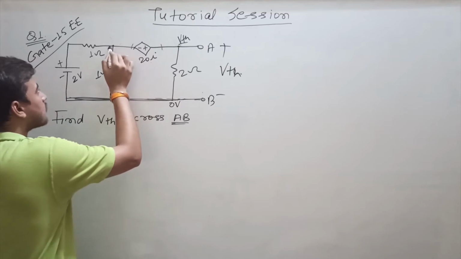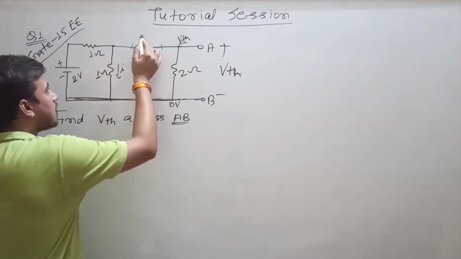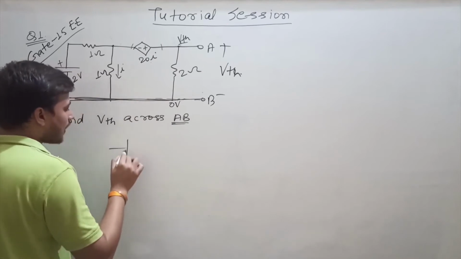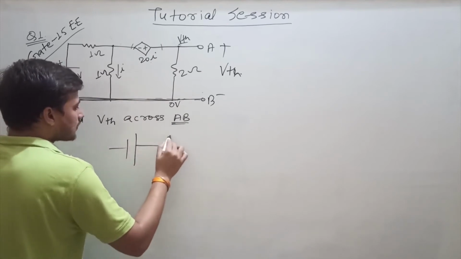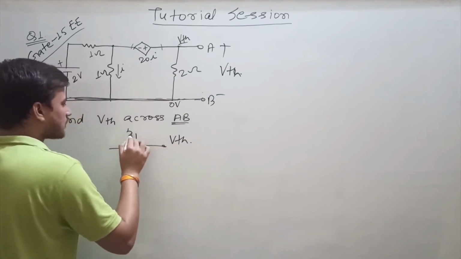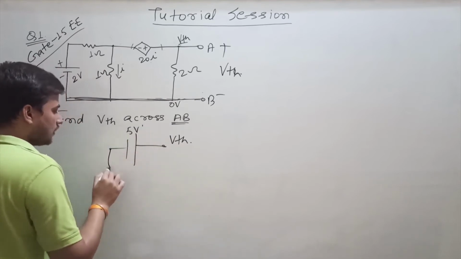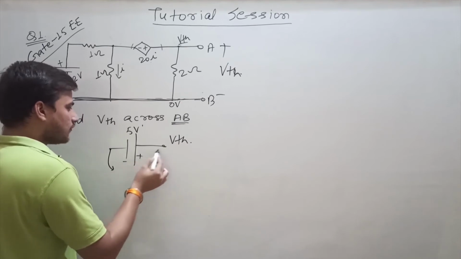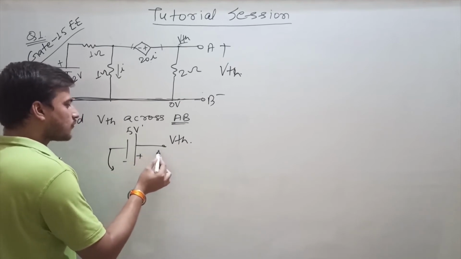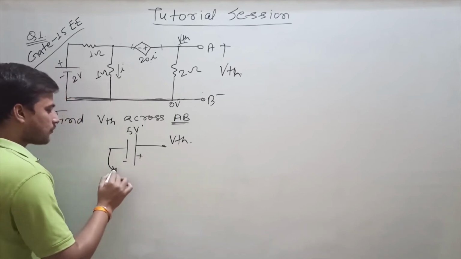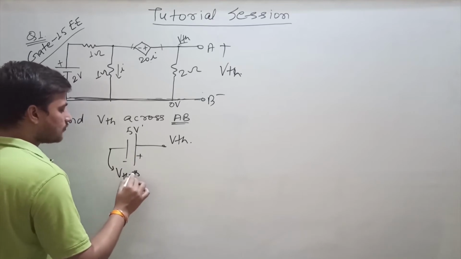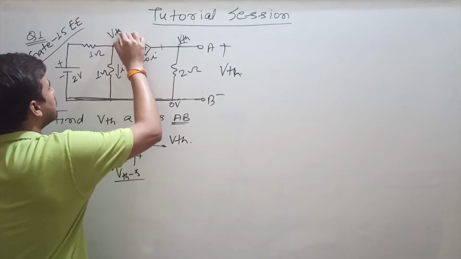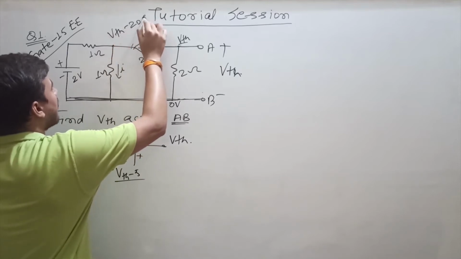Now we have to write the potential of this node. You see, there is a dependent source in the circuit. If you have a battery like this one, where the potential is VTH on one side and 5 volt on the other, what will be the potential of this point? There is a fall in potential when you move from right to left. So here the potential will be VTH minus 5 volt. So here the potential will be VTH minus 20I.